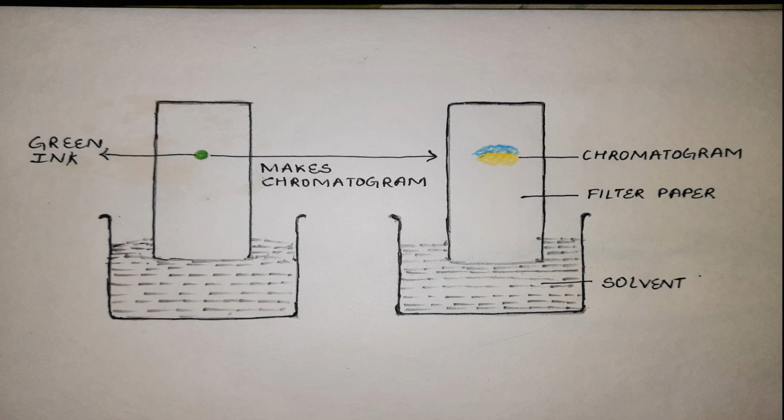It is because different colors in a dye or ink are adsorbed with different forces, some stronger and some weaker. So pigments with weaker forces get separated faster than stronger ones.